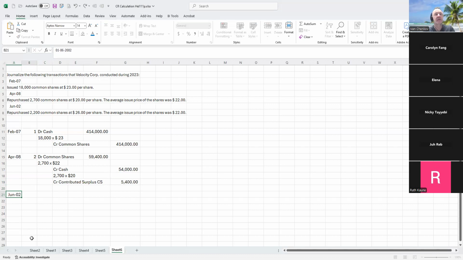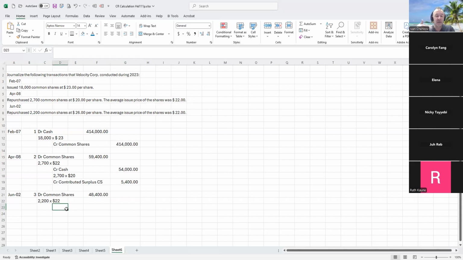On June 02. That's transaction number 3. What did we get? Common shares. Let's get the common shares. 2,200 times 22. Not 26, right? Yeah, 22. That's how much we get. That's the value of the common shares that come back to us.